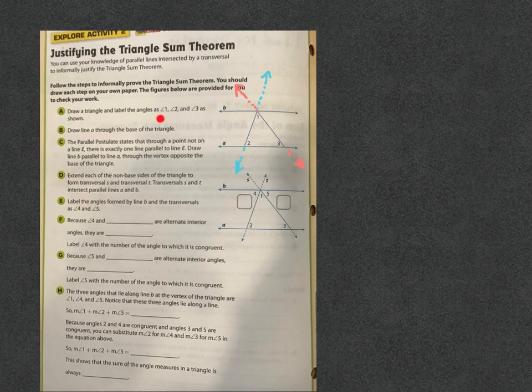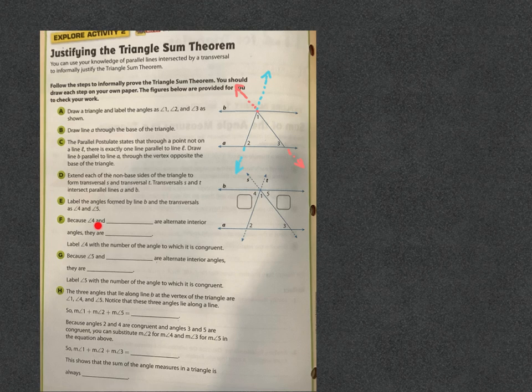So they say draw a triangle and label the angles angle 1, 2, 3. That's been done for us. Draw a line A through the base of the triangle. That's done. Parallel postulate says that through a point not on a line L, there is exactly one line parallel to line L. Draw the line B parallel to line A, done that, through the vertex opposite the base of the triangle. Extend each of the non-base sides of the triangle to form transversals S and transversal T. So there's S, there's T, like we had already drawn. And then label the angles formed by line B and the transversals. So we have angle 4 and angle 5.